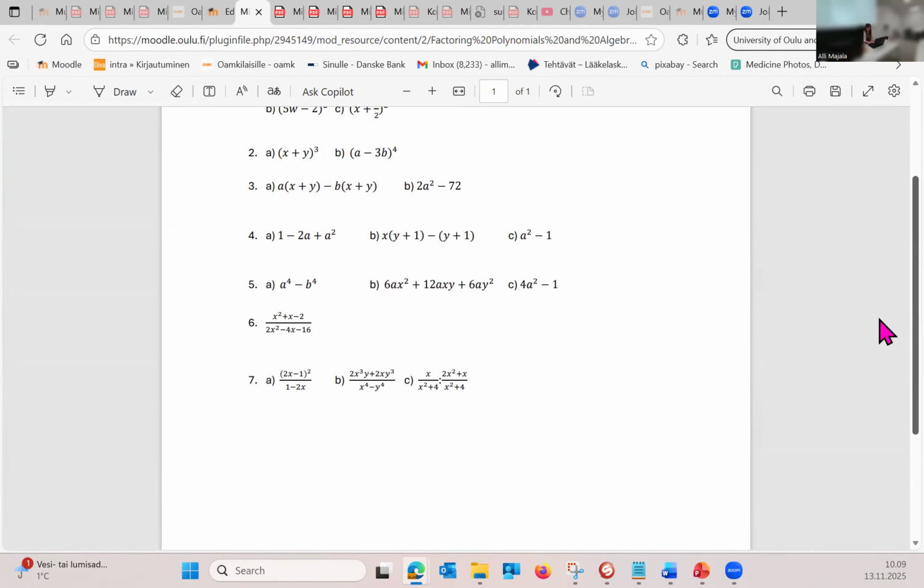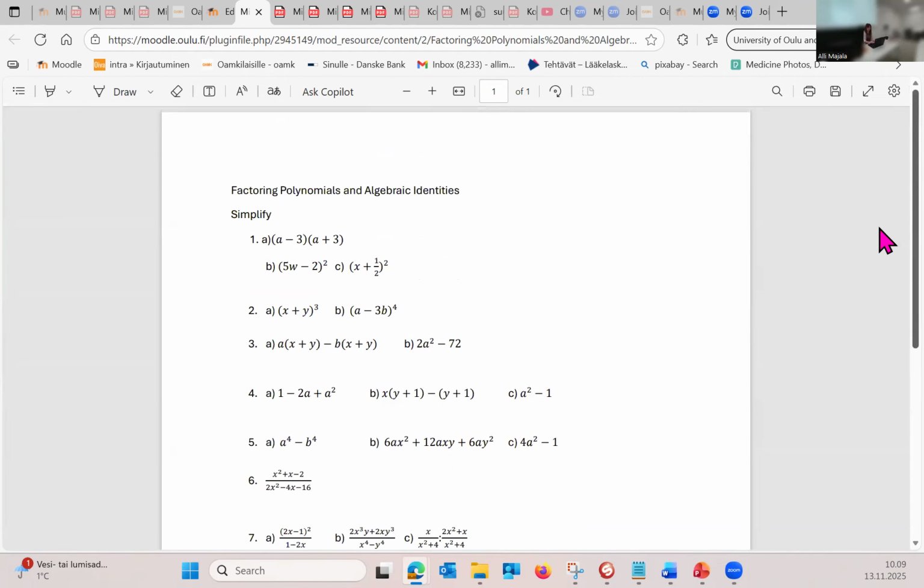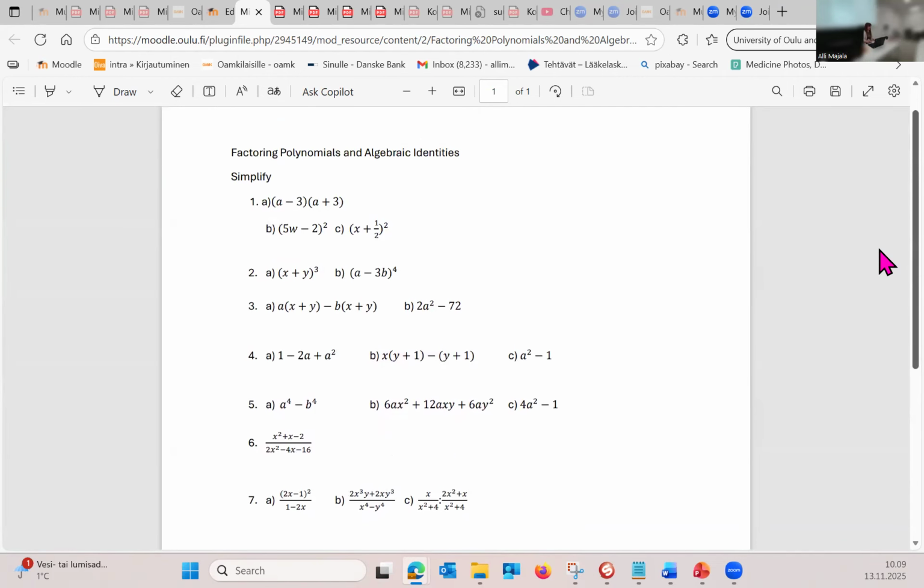And there aren't that many of these, so we can just go through, and then we can also try to do the deriving of the second degree formula, but let's see. We can also do that next week. Let's see what we manage to do now.